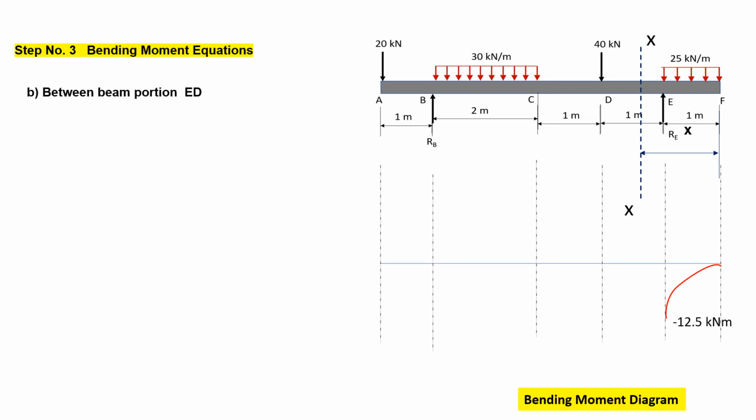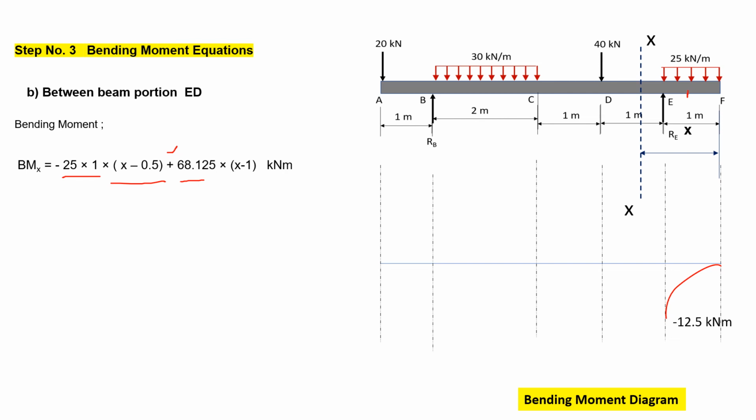Now the next section we will take is between E and D, and the bending moment equation will again have 25 into 1. This is the UDL, and the distance of the net force due to UDL with respect to the section which we have taken into consideration is the total distance x minus half, that is x minus 0.5. Second is the concentrated load, that means the reaction 68.125. Now this 68.125 will be giving a sagging moment, so we have taken it as positive, and it is acting at a distance x minus 1.